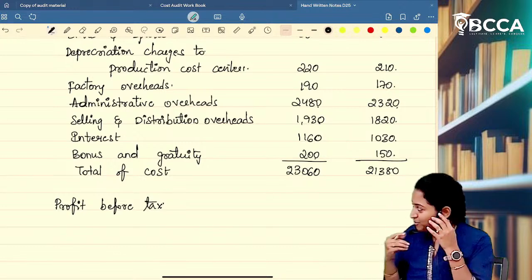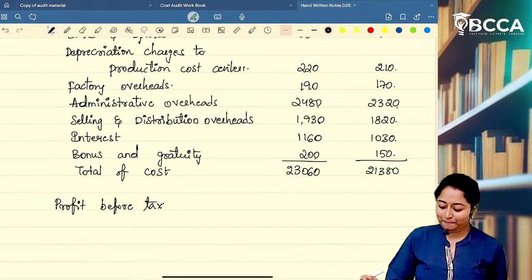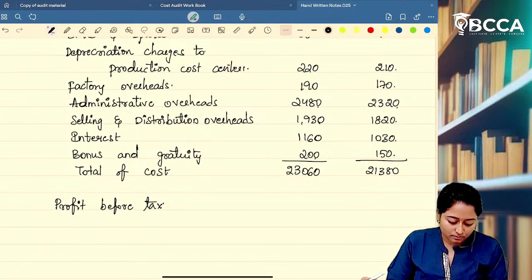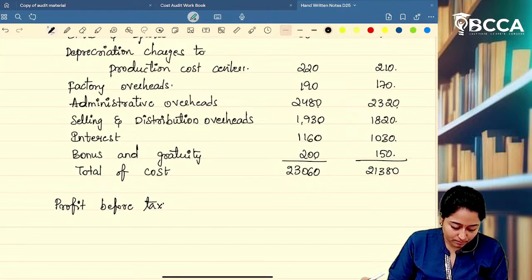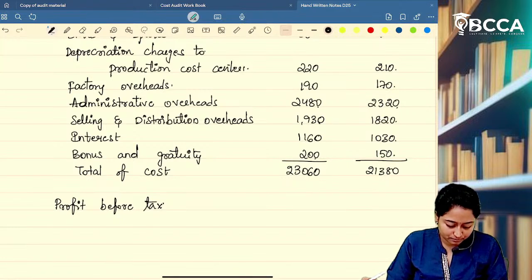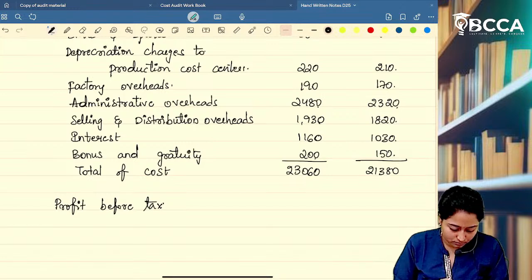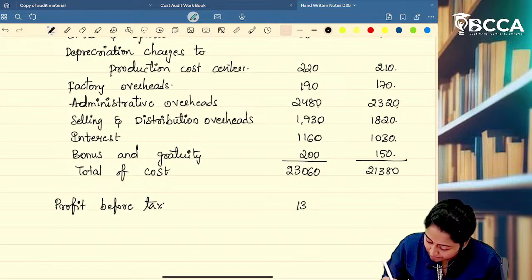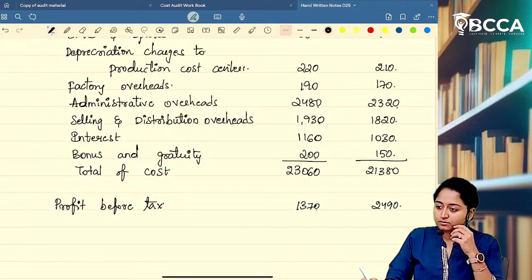Okay. Profit before tax. One three. How much is this? 1 3. Okay.